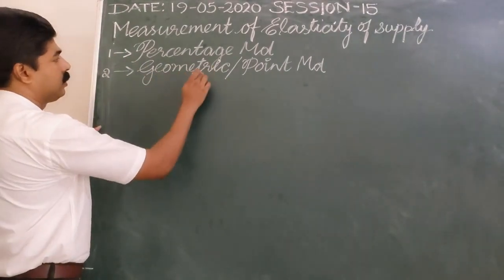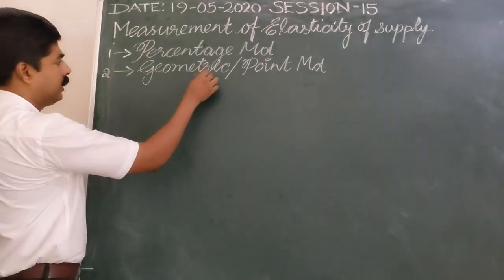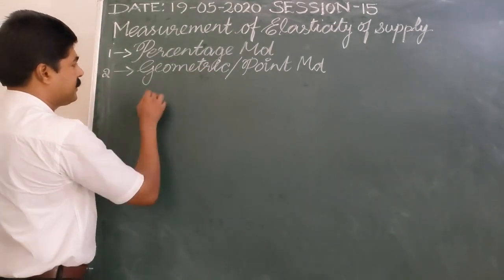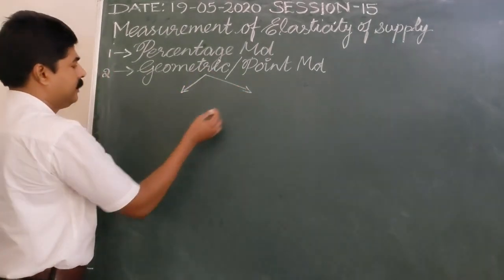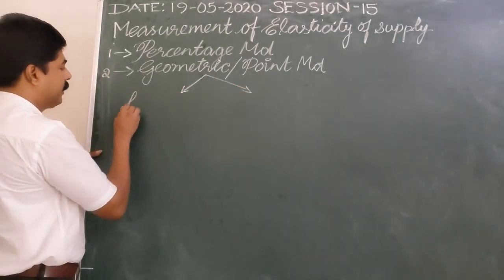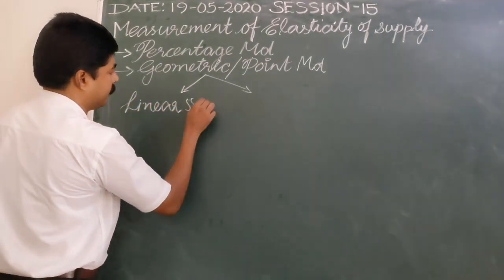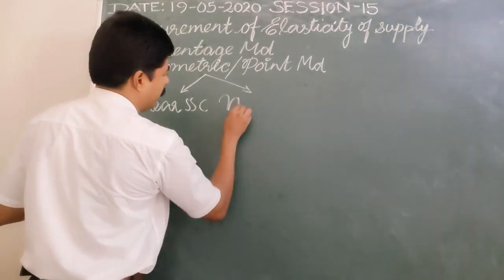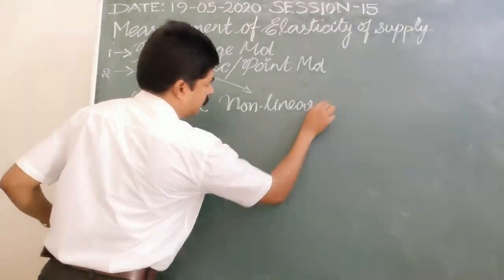So the geometric method of elasticity of supply is measured with the help of two ways, and the first one is the linear supply curve. So you can write linear supply curve, and another one is the non-linear supply curve.